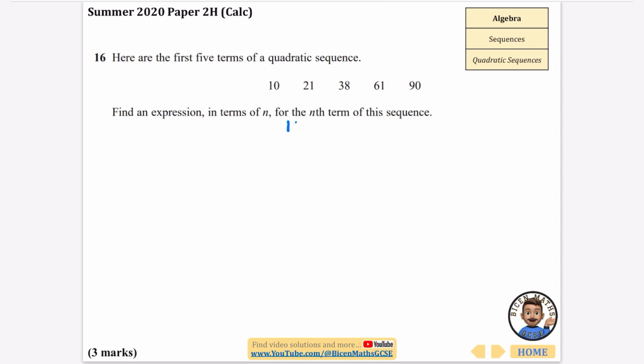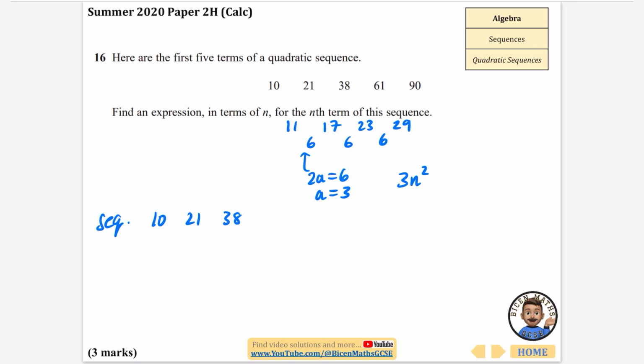So 10 and 21 is 11. 21 and 38 goes up 17. This is going to be going up 23, and this is going to be going up 29. So the second difference is 6, 6, and 6. So remember, that is that 2a is equal to 6. So a is equal to 3, meaning it is a 3n squared. So I'm going to start with our sequence, and our sequence that we've got is 10, 21, 38, 61. That's enough. I don't need to do all of them.